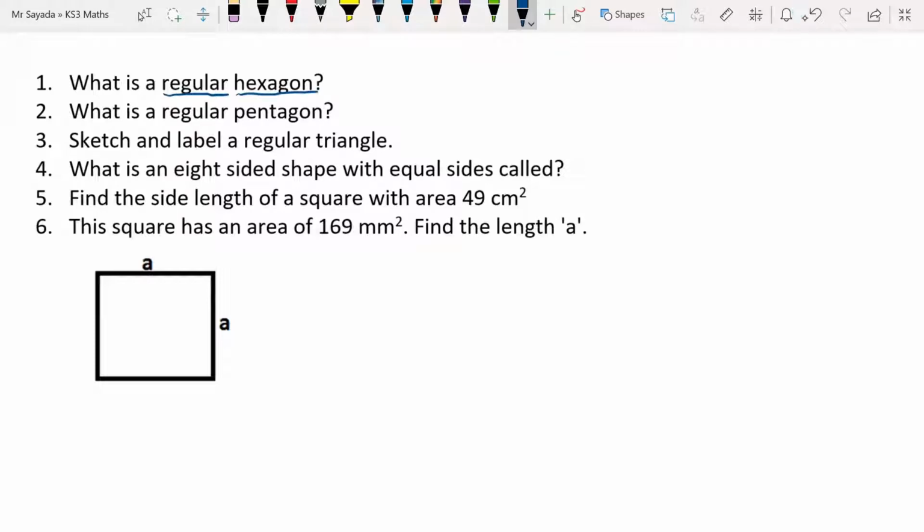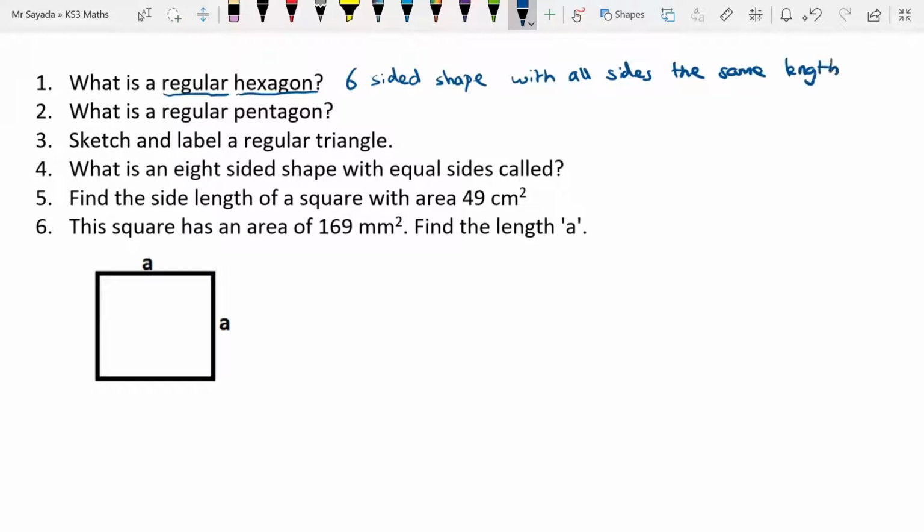So a hexagon is a six-sided shape. The regular part, if you've not yet written down what you think regular means, say what you think regular means to the video now. The correct answer is all sides are the same length. So a regular hexagon is a six-sided shape with all sides the same length.